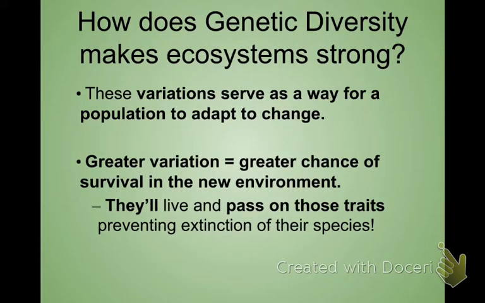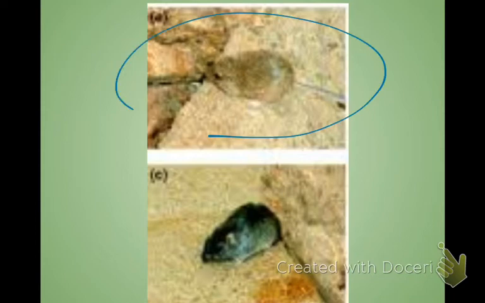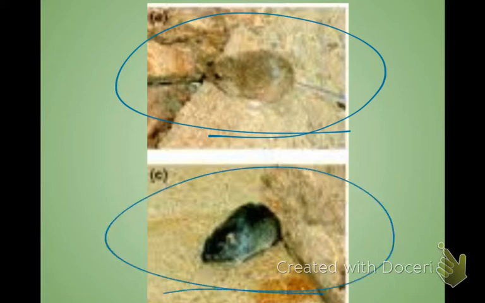So the reason genetic diversity makes an ecosystem strong is like what I was just saying. The greater the variety or variation, the greater chance of survival in a new environment. So let's look at a real life example. I know this picture is kind of blurry, but here is a mouse. It's the same species. One is a yellow color and one is black. Now, which one is going to blend in better with the rock? The top one. This one blends in better with the rock because it's the same color. So it's going to be less likely to get eaten by its predator. The black one on the bottom can be seen easier, so it's more likely to get eaten by things.